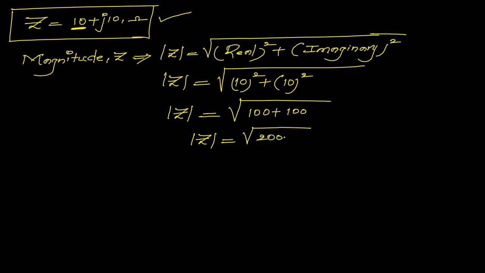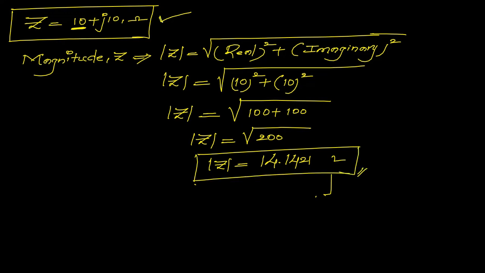Now what is the value of root 200? The value of root 200 is 14.1421 ohms. Now this is the magnitude for the given expression: mod Z is equal to 14.1421. The unit of this magnitude is always ohms only.